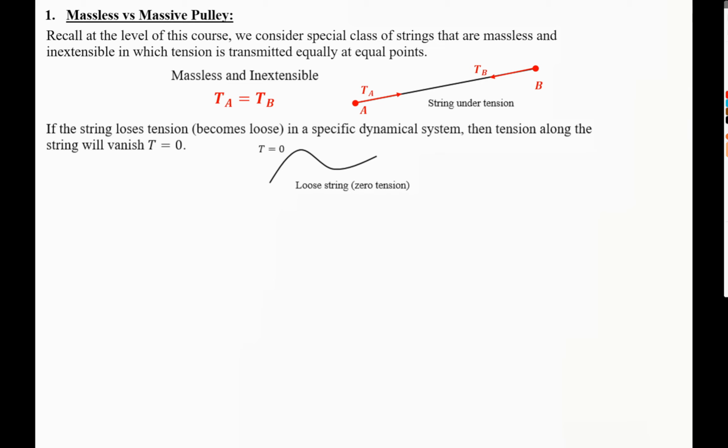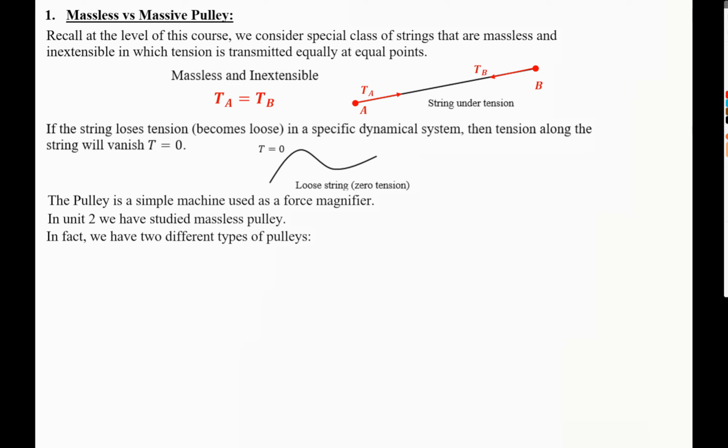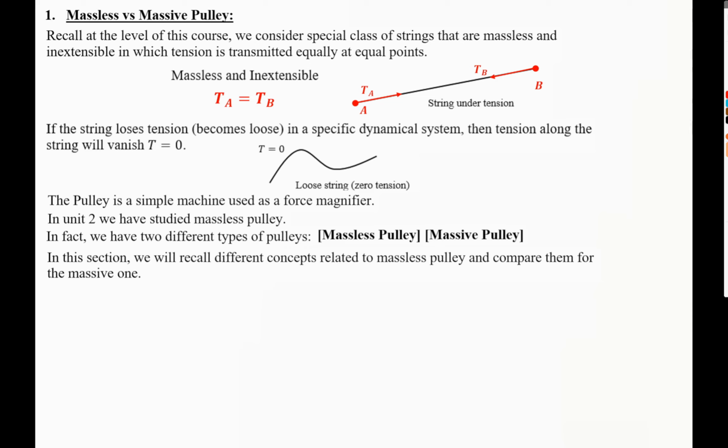Now, recall that if the string loses tension, becomes loose in a specific dynamical system, the tension along the string will vanish, which means that T becomes 0. Recall from Unit 2 that the pulley is a simple machine used as a force magnifier. In Unit 2, we have studied the massless pulley. In fact, we have two different types of pulleys: massless and massive. In this section, we will recall different concepts related to the massless pulley and compare them with the massive one.